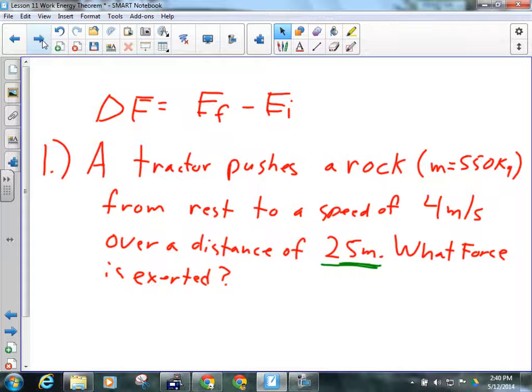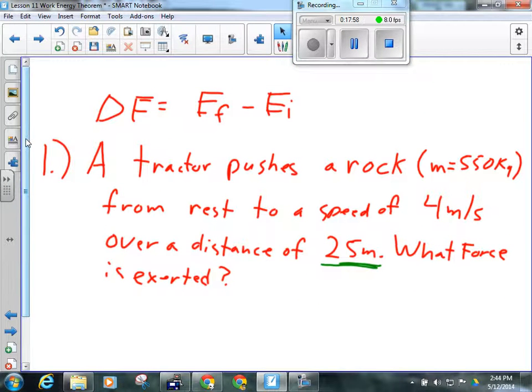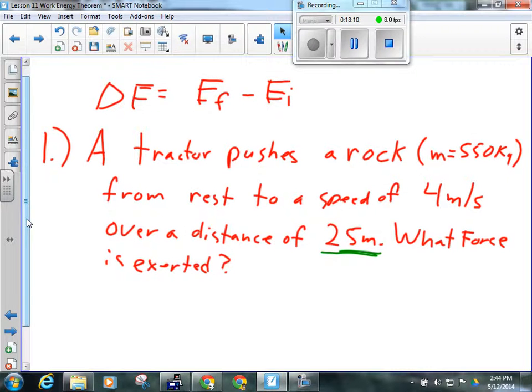All right. I want you to copy this one down here and give it a try, and then I'll go over it with you in a few minutes. All right, so we've got this tractor pushing a rock that has a 550 kilogram mass from rest to a speed of 4 meters per second over a distance of 25 meters. What force is exerted? What kind of energy are we changing about the rock? Potential or kinetic?